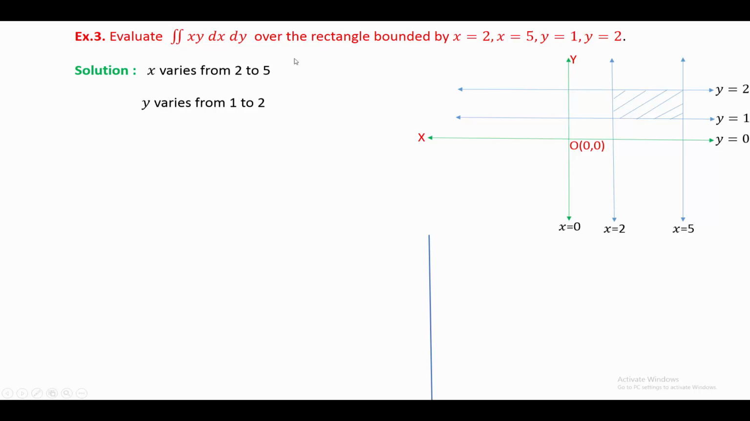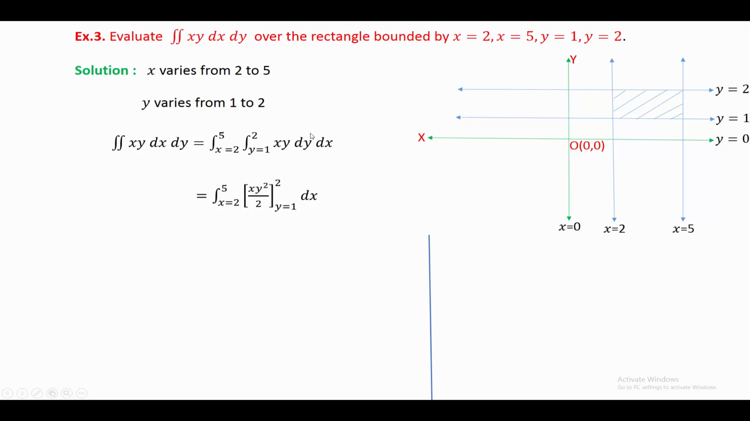Now evaluate the double integration over this region. Here, it is already given that x varies from 2 to 5 and y varies from 1 to 2. Therefore, the double integration of xy dx dy is equal to the integral with the first limit x varies from 2 to 5, second limit y varies from 1 to 2, of xy dy dx. This means first integrate with respect to y.